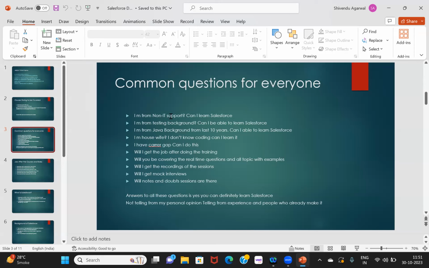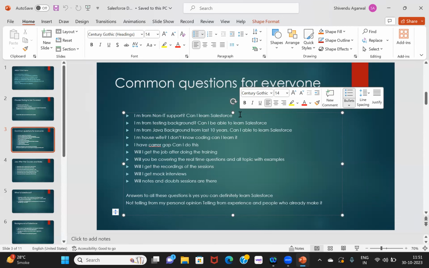People are working in MNC companies. They are working in Persistent. They're working as lead developers also. The support people, so that is no use, that is a wasted question, whether you can do it or not. Definitely you can do it.